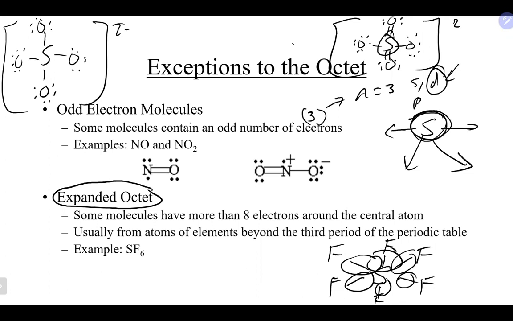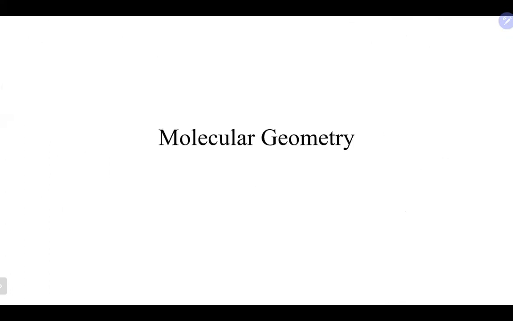So those are the 3 exceptions to the octet rule. Incomplete octet, less than 8; odd number of electrons, obviously an unpaired electron making it really reactive; and an expanded octet, where sulfur left, right, and down on the periodic table have that ability to go over it. Once again, we will obey the octet rule for the most part in this class. Any questions on that there?